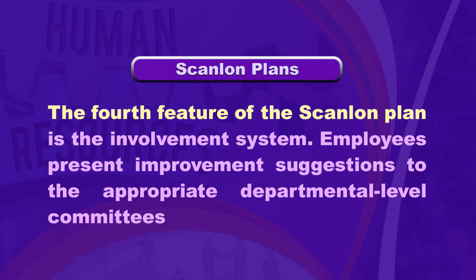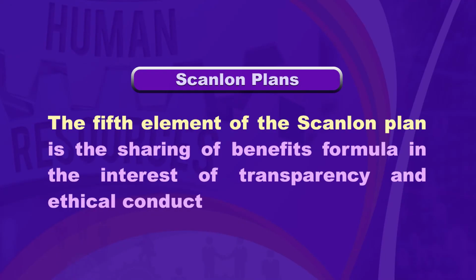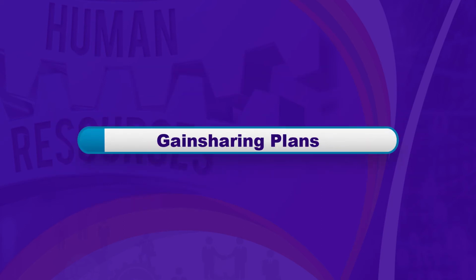Employees present improvement suggestions to the appropriate departmental level committees, which transmit the valuable ones to the executive level committee. The latter then decides whether to implement the suggestion. The fifth element of the Scanlon plan is the sharing of benefits formula, in the interest of transparency and ethical conduct. Other gain sharing plans are also a part of the employees' reward system. A modern version of the Scanlon plans is gain sharing plans.